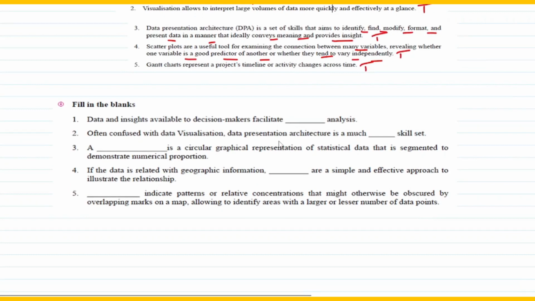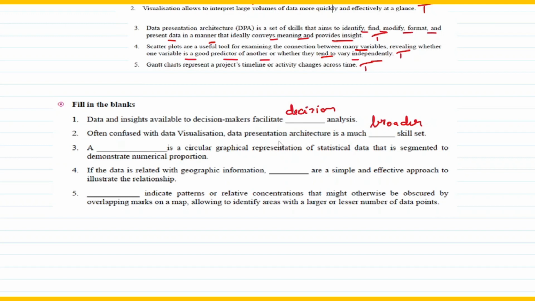Finally, we come to the fill in the blanks. Data and insights available to decision makers facilitate dash analysis. It basically facilitates decision analysis. Often confused with data visualization, data presentation architecture, that is DPA, is much dash skill set. It's basically a much broader skill set, right? So if you remember, we did discuss that often confused with data visualization, data visualization is just a part of data presentation architecture. Hence, data presentation architecture is a much broader skill set, right?